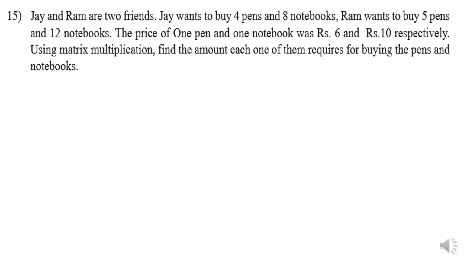In the 15th sum, you can see that a word problem is given. That is, Jay and Ram are two friends. Jay wants to buy 4 pens and 8 notebooks. Ram wants to buy 5 pens and 12 notebooks. The price of 1 pen and 1 notebook was rupees 6 and rupees 10 respectively. Using matrix multiplication, find the amount each one of them requires for buying the pens and notebooks.